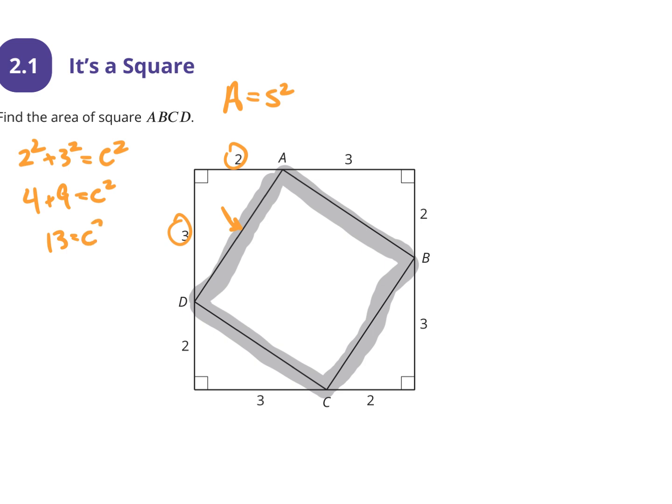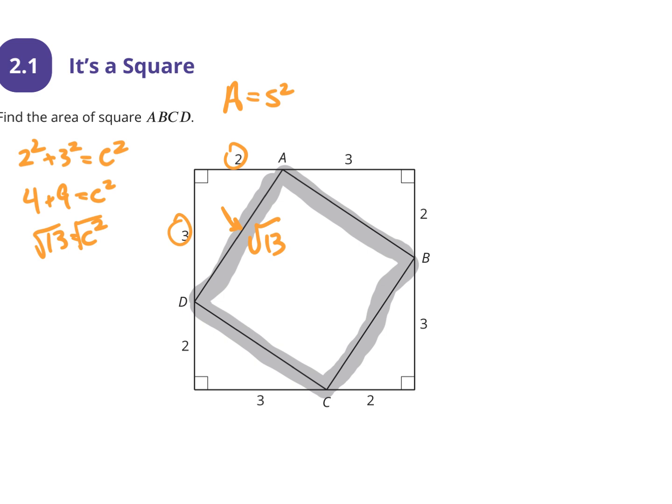13 equals c squared. When you solve an equation, you cannot leave a c squared. You must have a positive 1 exponent. And when you solve an equation, you must have a positive 1 coefficient. So to get rid of a square, we have to take the square root. So the length of one leg is equal to the square root of 13.